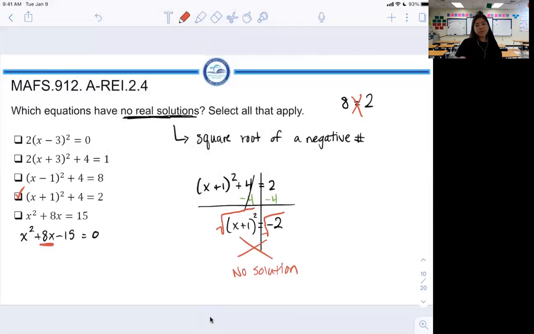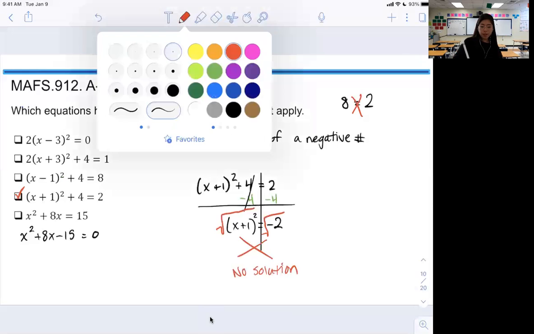We thought of 3 and 5. But what's wrong with 3 and 5? 3 and 5 add up to 8, but 3 times 5 is positive 15, not negative. So that's not going to work. So you can't factor it. Do you guys want to try the quadratic formula then?